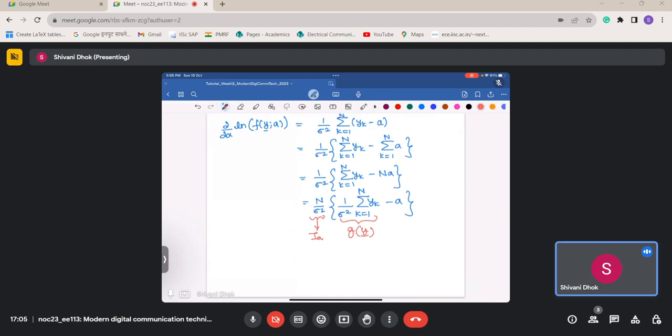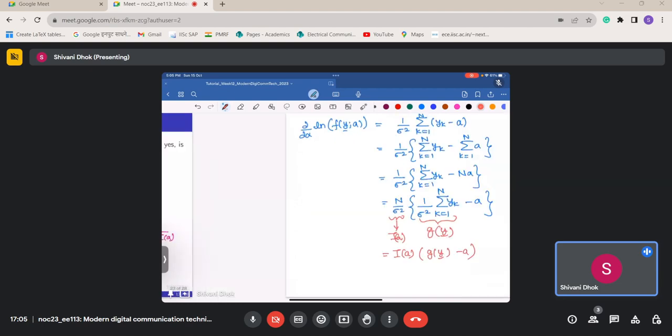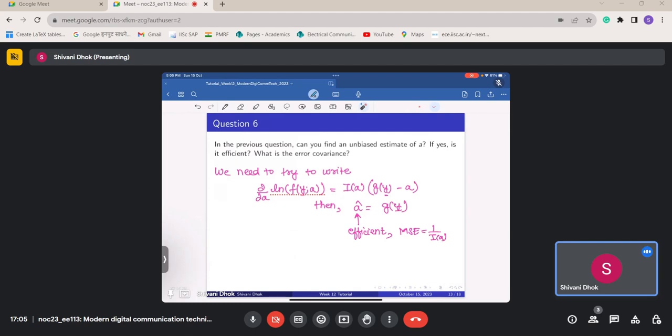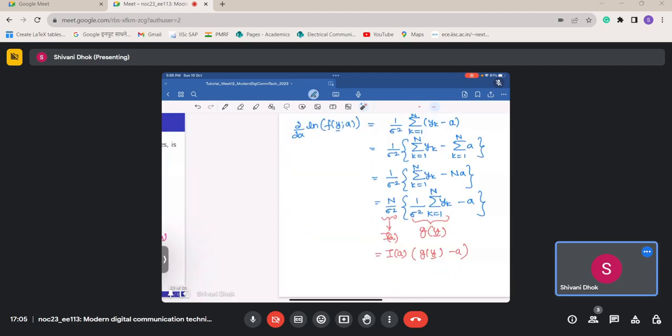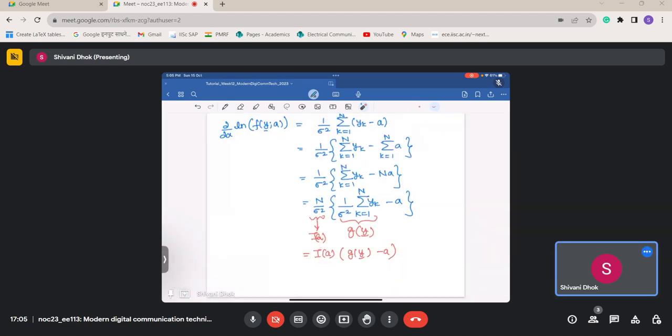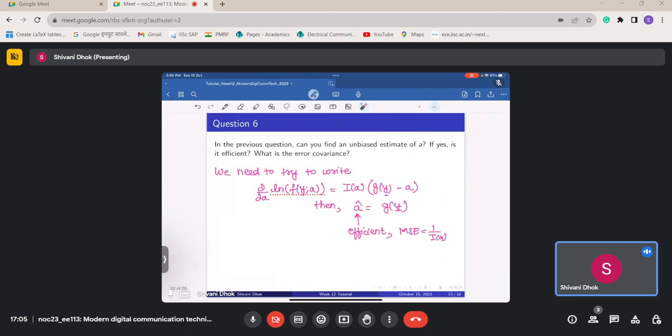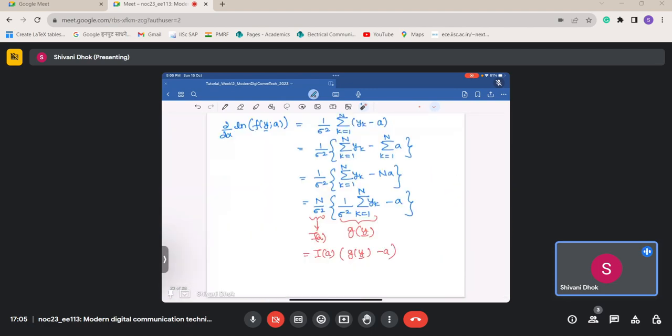So this term is your g of y. So this is equal to I of A multiplied by g of y minus A, which is the standard form which we were looking for, and we have obtained that. So now by the definition or by the theorem, we have this A hat equal to g of y. So this A hat will be equal to this particular quantity.